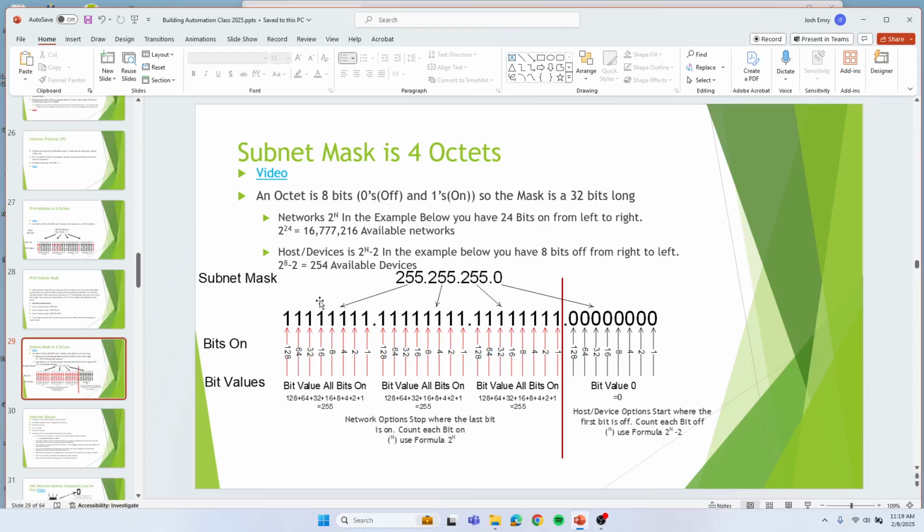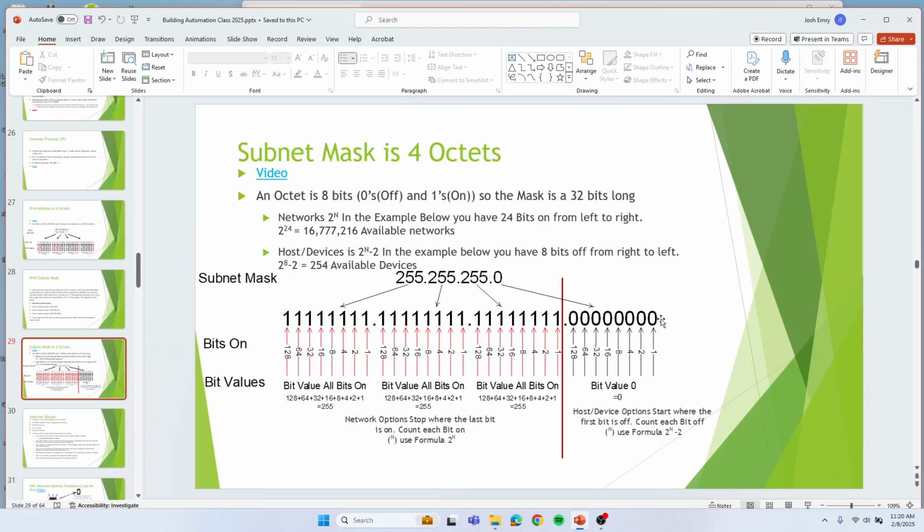For a subnet mask, the first bit that is off is where the divide is. This side is your network side, so this is how many networks you can have, and this side is how many devices you can have per network. You use two different formulas. On the network side, you use 2 to the power of n. In this case, we have 24 bits straight that are on, so you take 2 to the power of 24, and you have 16,777,216 available networks.